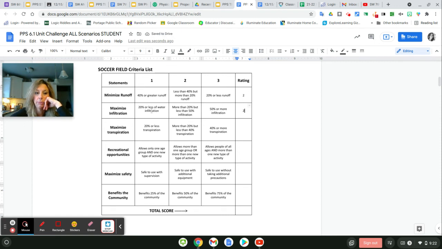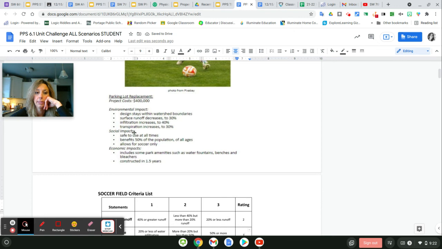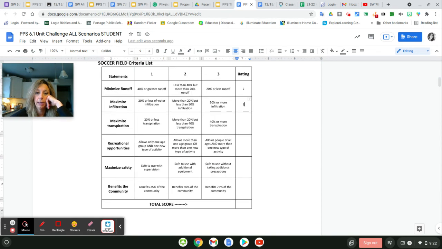Maximize transpiration. See if we can get that one. Yeah, there it is. Transpiration increases to 30%. Well, grass is plants. So we can get it to go up to 30%. All right, so 20% or less, that's a 1. 20 to 40, that's a 2. 40% or more, that's a 3. Again, the 30 is right in the middle of 20 and 40, so that's a 2.